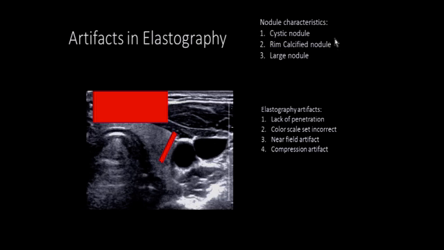In addition, you can have compression artifact from carotid artery pulsation. Some of the nodule characteristics which can cause artifacts and that need to be recognized are when you have a cystic and solid lesion, when you have rim calcified nodules which may not transmit the compression, and then you have a large nodule when the compression may not be transmitted all the way deep into the lesion.